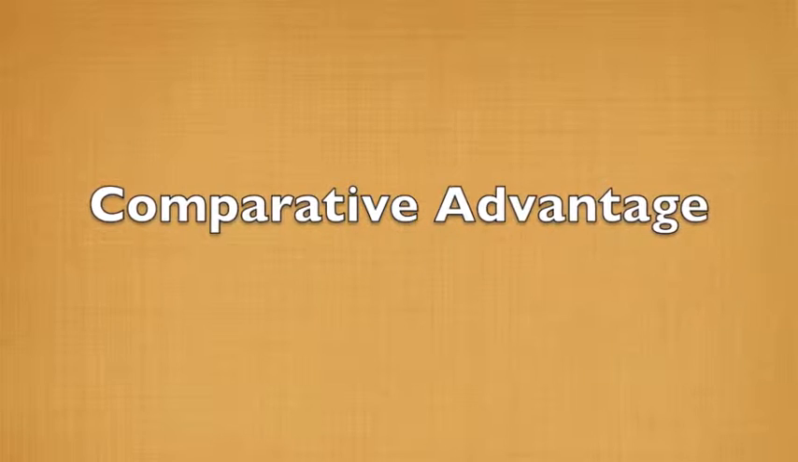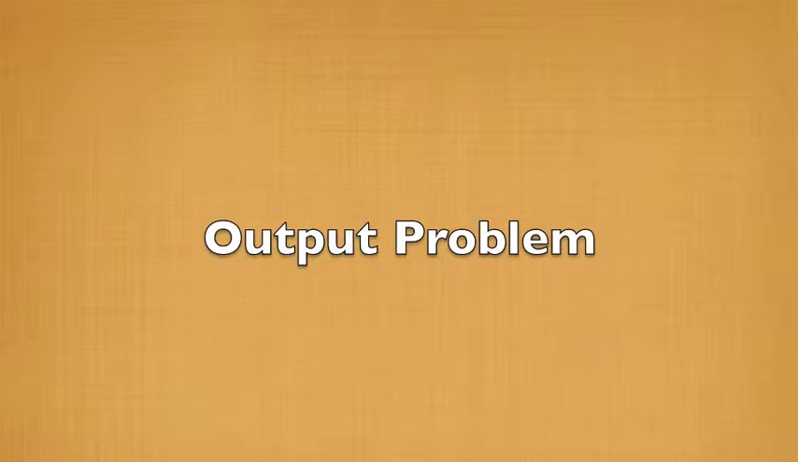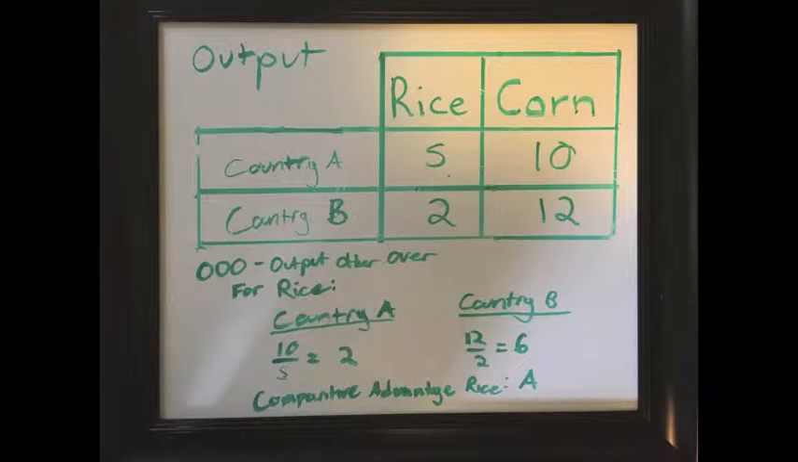Comparative advantage is the ability of an individual or group to carry out a particular economic activity more efficiently than another activity. As we have set up here, we have an output problem between country A and country B producing rice and corn. In order to determine which country has comparative advantage, you follow the acronym OOO: output, other, over. In this particular problem, we're determining which country has comparative advantage in rice. As seen, country A is giving up 2 units of corn for every 1 unit of rice, compared to country B, which is giving up 6 units of corn for every 1 unit of rice. Therefore, the comparative advantage goes to country A in rice.